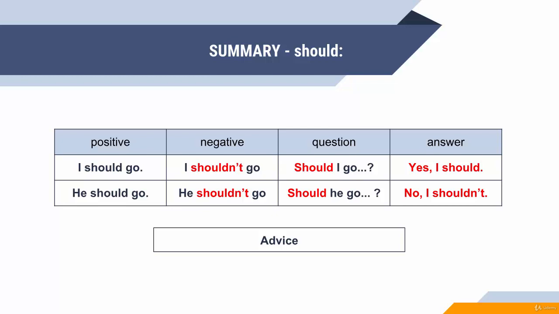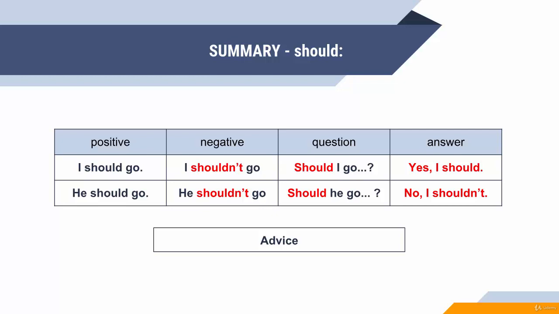When you give advice to somebody to do something, you should take your umbrella. It's good for you. You shouldn't go to that movie. It was not interesting. It was boring. So usually you give advice to a friend of yours. This exactly is the common case in which you will need should. You should do this. He shouldn't do that.